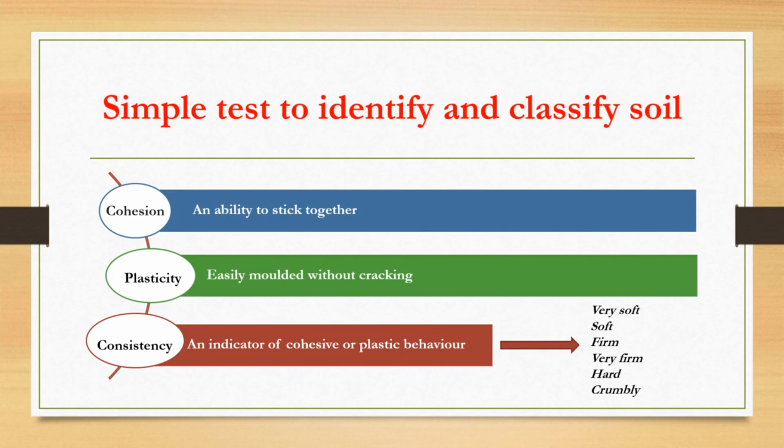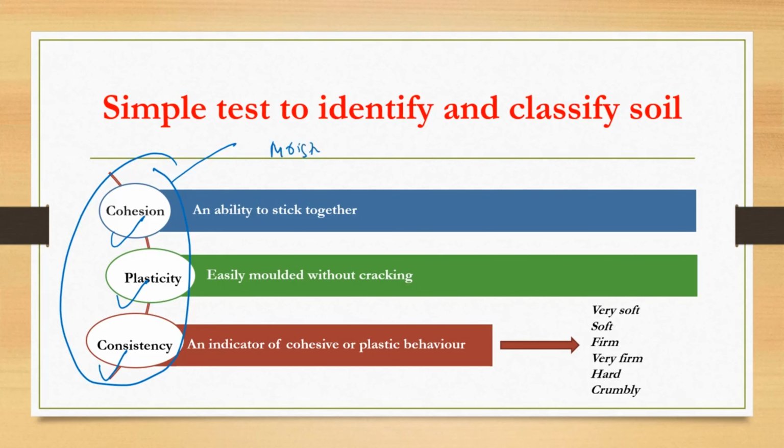Next, the other criteria that can be considered in order to classify the soil easily depend on the soil moisture content. Depending on the soil moisture content, you can find out the cohesion, plasticity, and consistency. And remember, all these criteria need to be determined based on the natural moisture content of that particular soil.